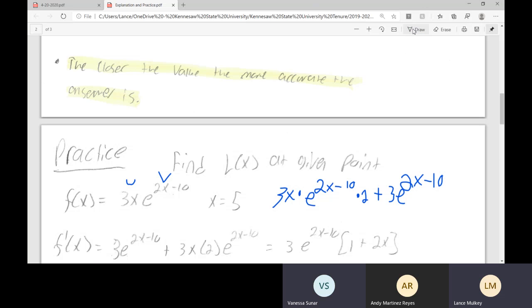The derivatives, man, they'll trick you out. That's why I chose this problem, really.